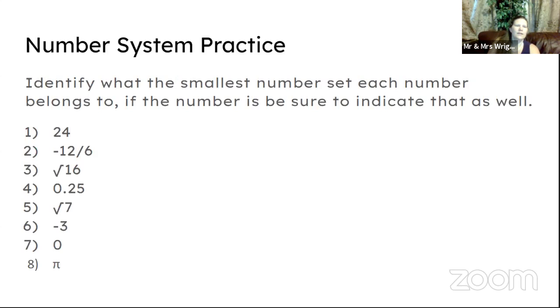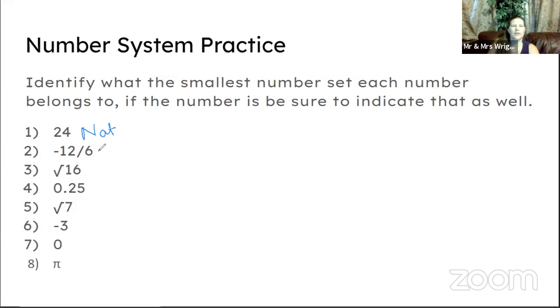Welcome back, welcome back. So the number 24, that is a natural number, okay? Negative 12 over 6. Well, I see that's a fraction, so that must be a rational number, right? Well, we can actually simplify that more. Negative 12 over 6 is the same thing as negative 3. So that lets me know I can put it in a smaller set than the rational numbers. It is a rational number, but the smallest set that it can fit into is the integer set.